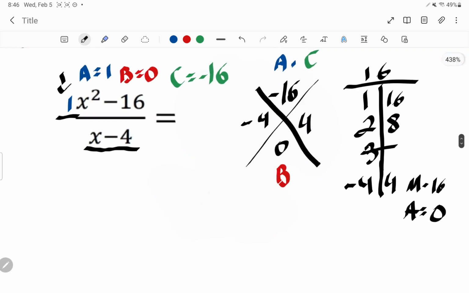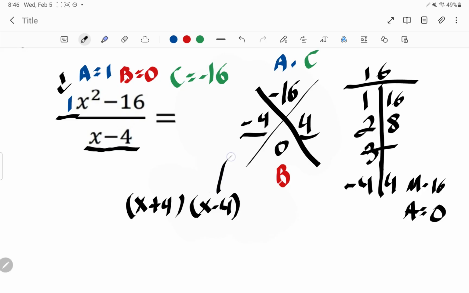I'm just going to rewrite these numbers into my factors. So let's go ahead and do that. It's going to be x plus 4 and x minus 4. And you might be asking, where am I getting those from? Well, I'm getting this one from here and this one from all the way over here. Just plain and simple.